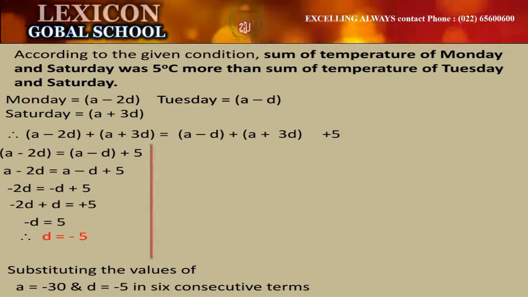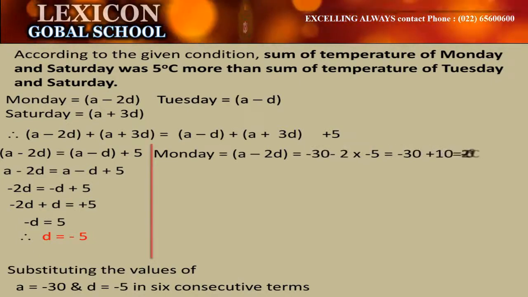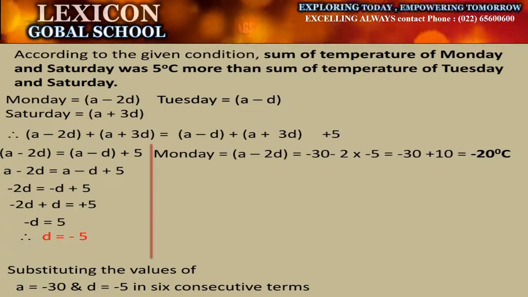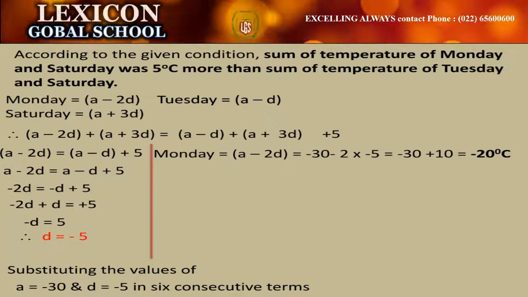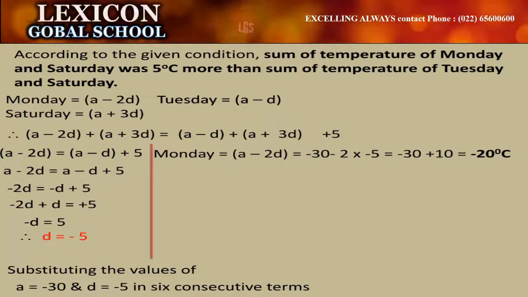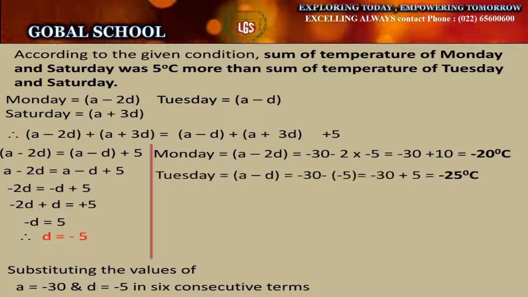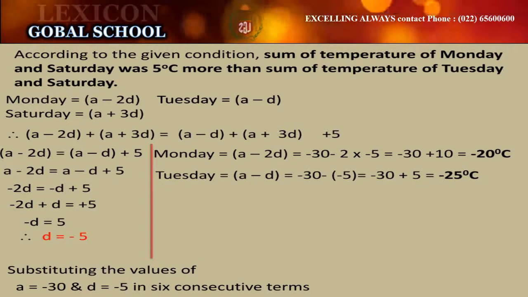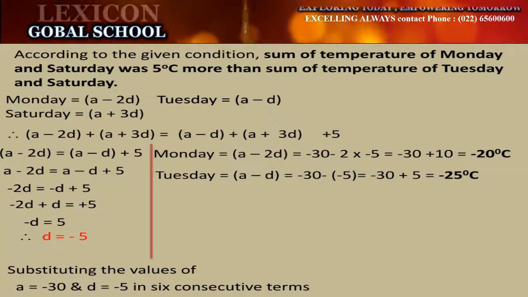So that means Monday was what? Monday was A minus 2D. Substitute the value of A, minus 30 minus 2 into minus 5, since D is minus 5. Minus minus plus. Minus 30 plus 10 will give me minus 20 degrees Celsius. Similarly, Tuesday was A minus D. That means minus 30 minus of minus 5. Minus minus plus. Minus 30 plus 5 is equal to minus 25 degrees Celsius.